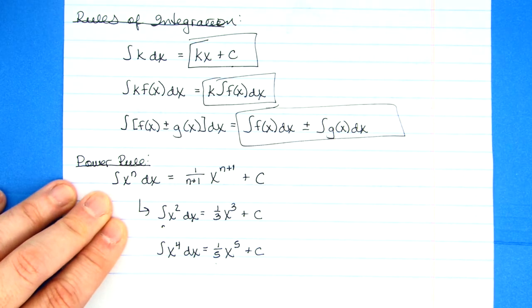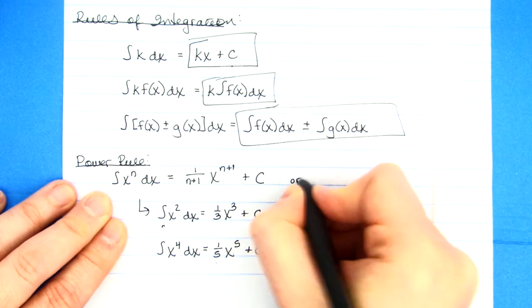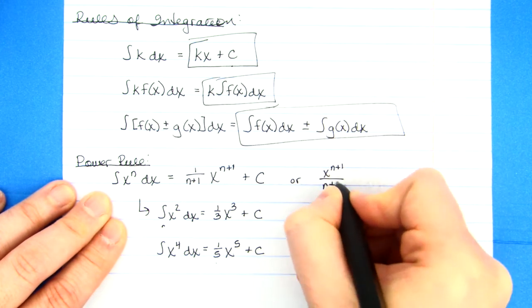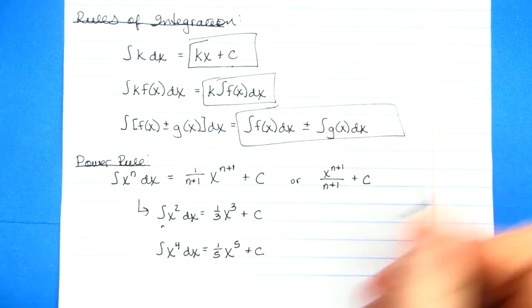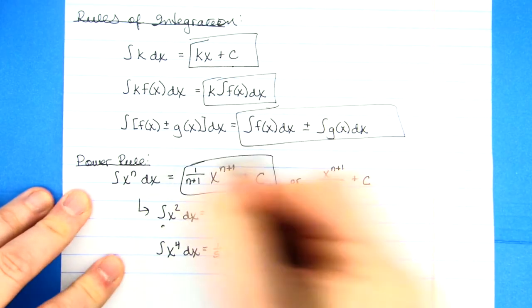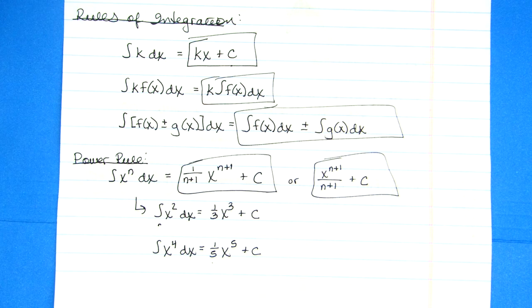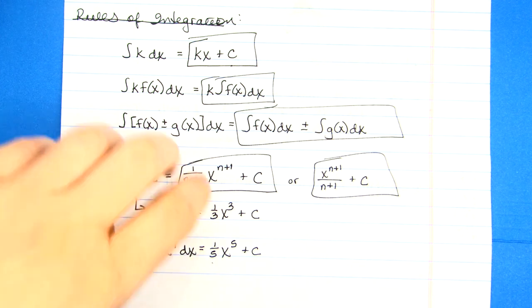plus the constant, or x to the n plus 1 over n plus 1 plus c. I'm going to add 1 to my power, and I'm going to divide by whatever my new power ends up being. Take a moment, get that copy down, and then we'll see how to use it. Okay, I need another sheet of paper. Let's see how to use this now.